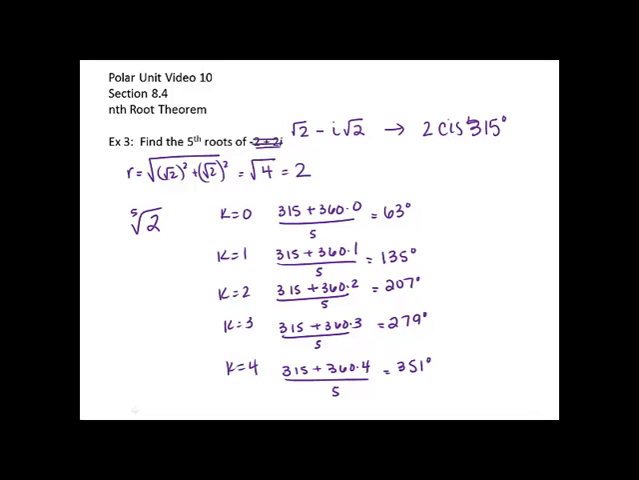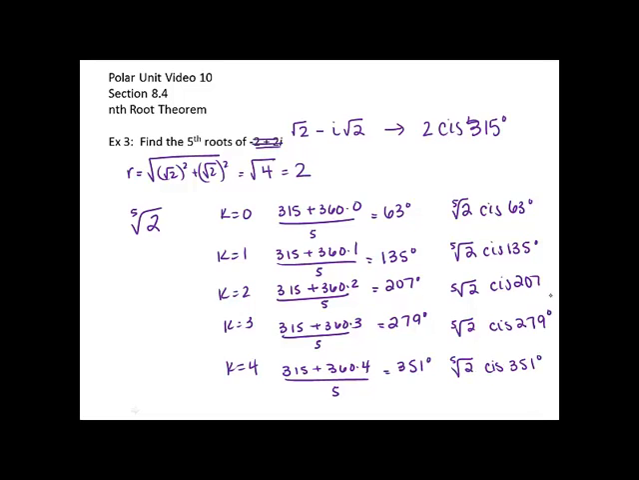Now to write my final answers for all of these, I will simply write the fifth root of 2 cis 63 degrees, the fifth root of 2 cis 135 degrees, the fifth root of 2 cis 207, the fifth root of 2 cis 279, and the fifth root of 2 cis 351 degrees. Again, if you look at the difference between these, see if you can make a connection to the fifth root, and that finishes that problem. These are our 5 fifth roots.